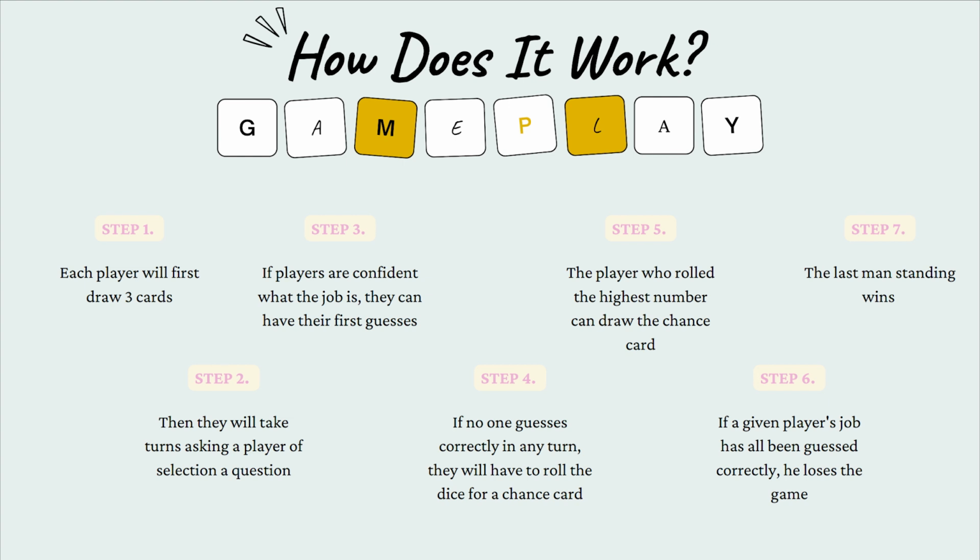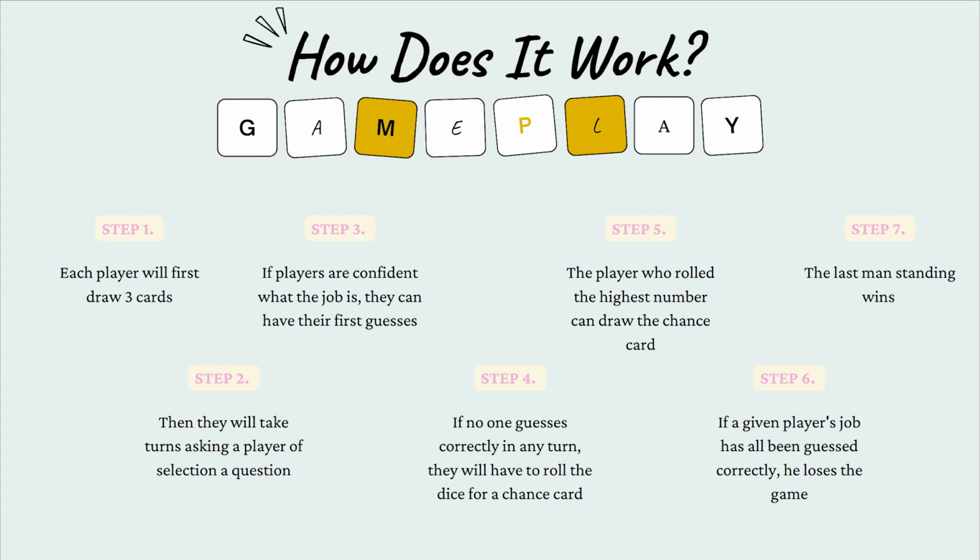And if a given player guesses incorrectly, he will have to give up 1 occupation card, which means he will be a step closer to losing the game. If no one guesses correctly, they will have to roll the dice, and the player who rolled the highest number can get a chance card. And this process loops until all other players' occupations have been guessed correctly.